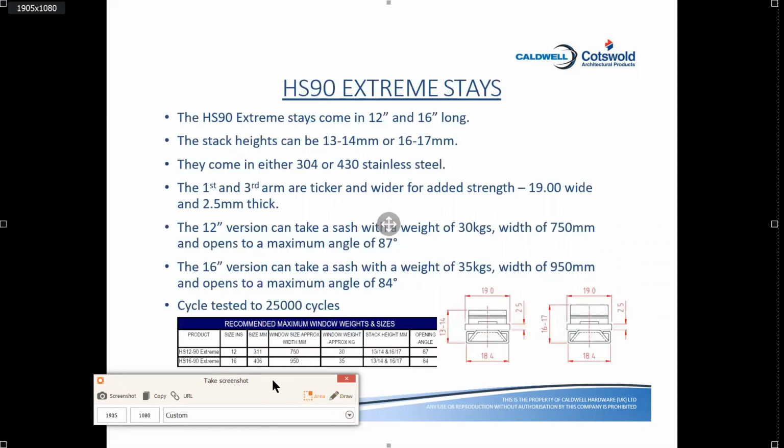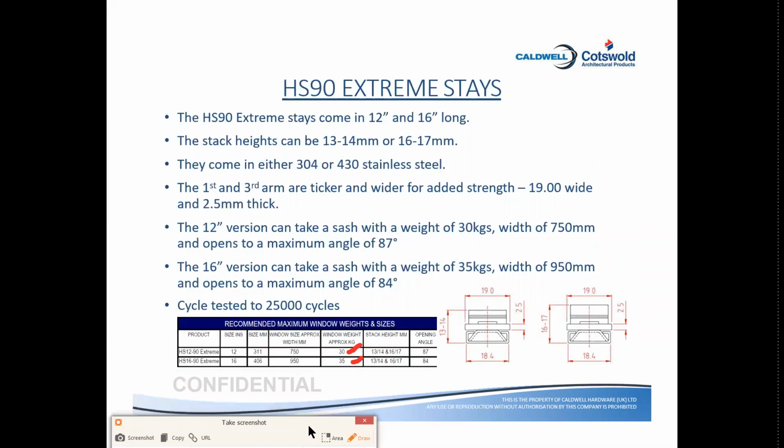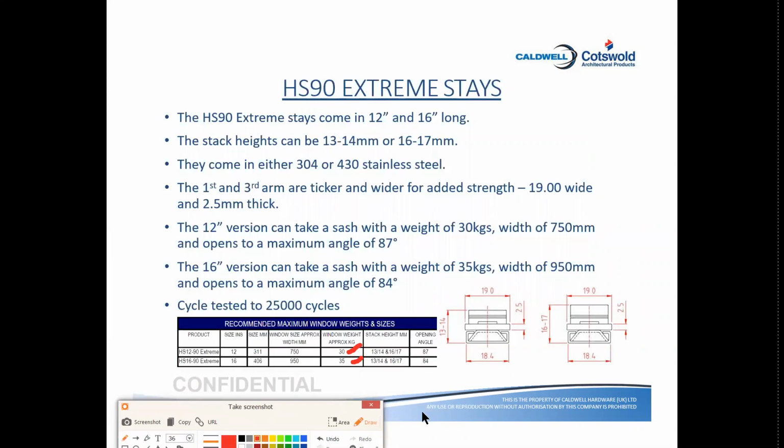These are its medium duty arms, which could be used for 30 or 35 kgs, as the chart shows here. It is possible to have 30 kgs or 35 kgs, which comes in two different stack heights, 1314 and 1617. And the window can go up to 750 or 950 wide, which is very good. In fact, if you check our competition arms, this is the best arm which we are providing, tested up to 25,000 cycles, made out of 304 or 430, could be made in 316 stainless steel also, with a required MOQ.